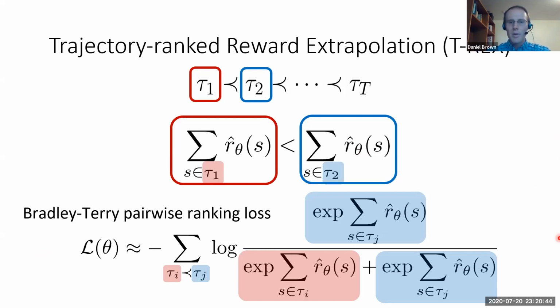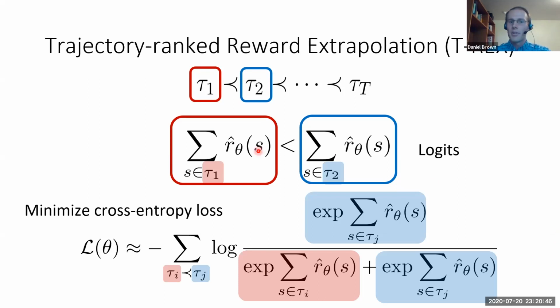I think a good intuition for this is to think about these cumulative returns as logit values in a classification problem, where we're trying to minimize the cross-entropy loss that enables us to classify which trajectory is better, by running these trajectories through our reward function approximator and seeing which one has the better return, trying to match our preference labels.